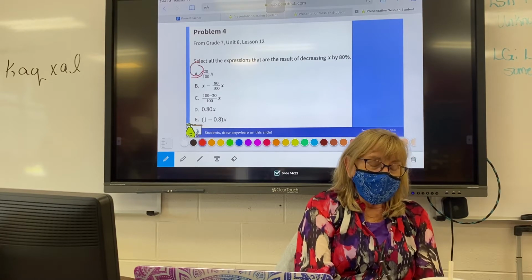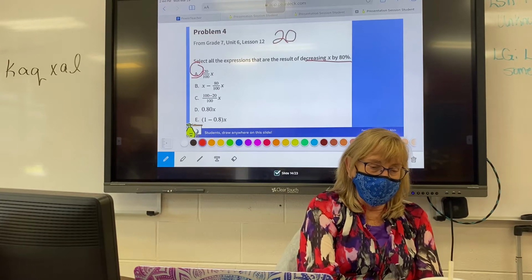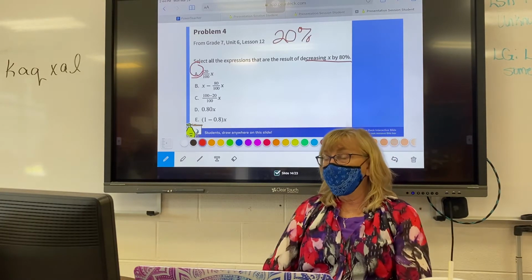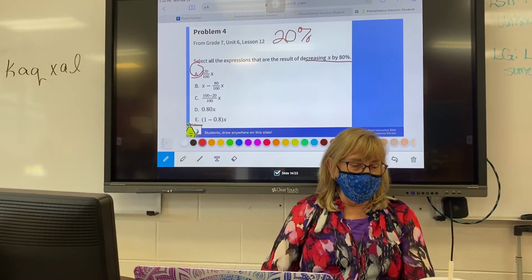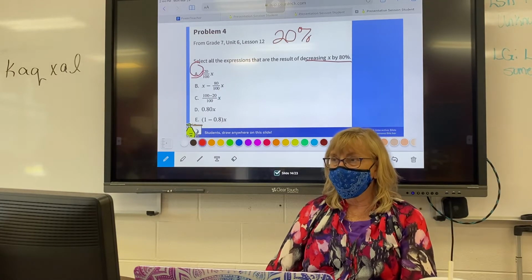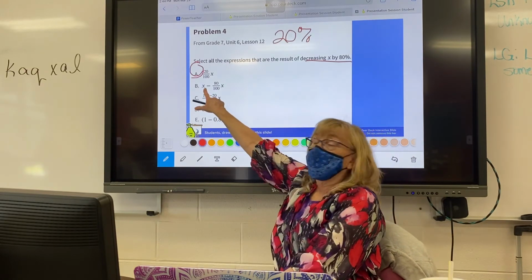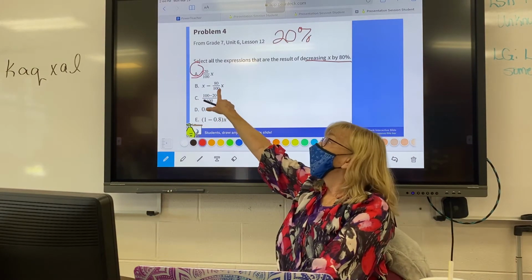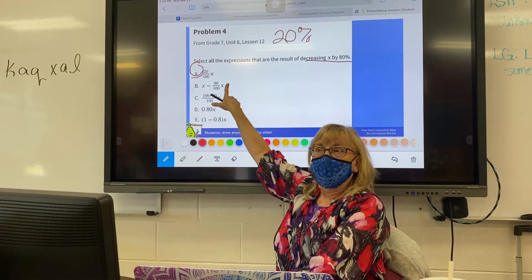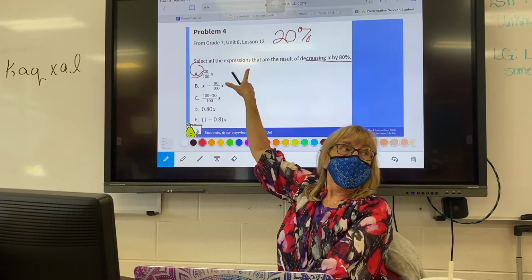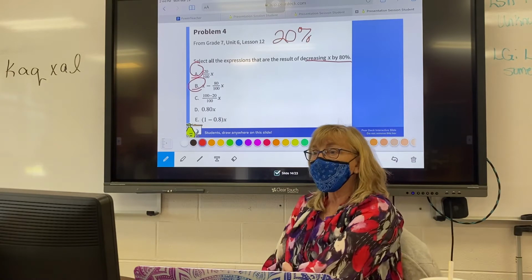We are decreasing it by 80%, so the magic number we're looking for is 20%. Anything that equals 20%. Okay? Does B equal 20%? Does this mean 100% of X? Yes. Does this mean 80% of X? Yes. So if I take 100% of X and take away 80% of X, what am I left with? 20% of X, and that's what we're paying, right?